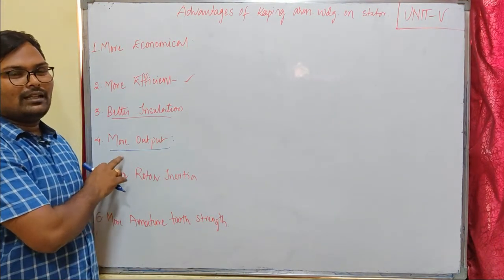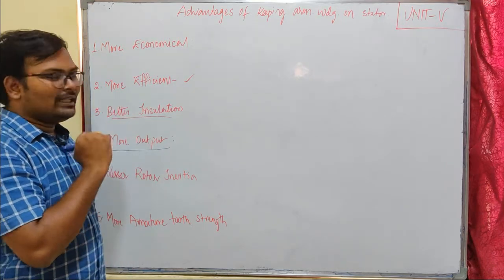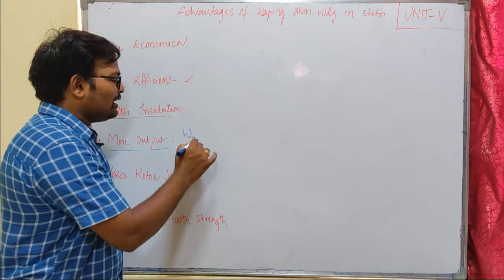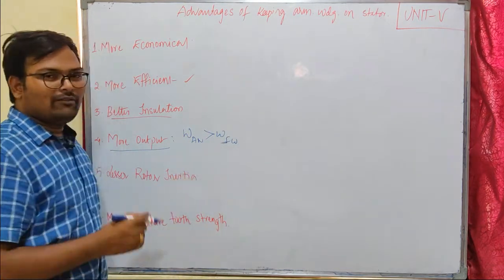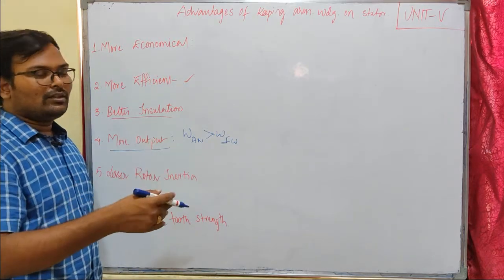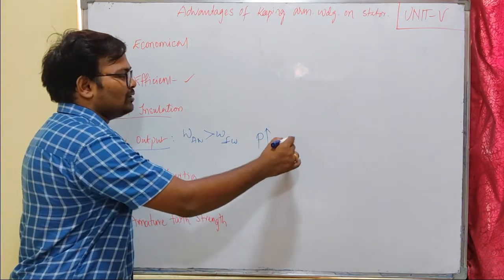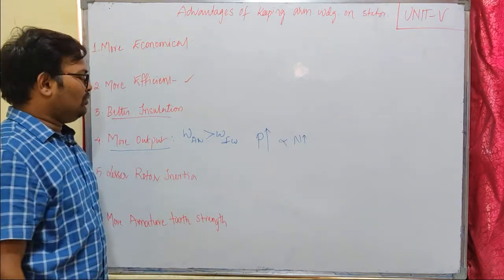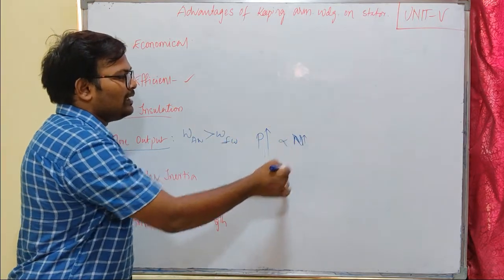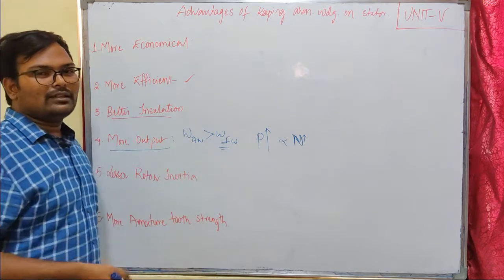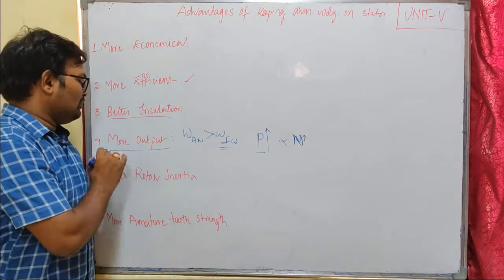This is the fourth advantage of keeping our armature winding on the stator and field winding on the rotor. We know that the weight of armature winding is more compared to the weight of field winding. If you keep the less weighted winding on the rotor, we can rotate it faster so that we can obtain more output. The power output of a synchronous machine is proportional to speed actually, so the more the speed, the more power will be obtained. If the weight of the rotor is less, we can rotate it faster and obtain more power. So that is about more power output.